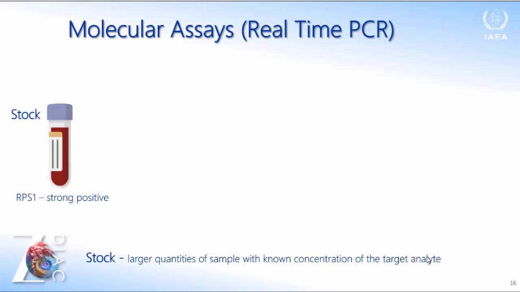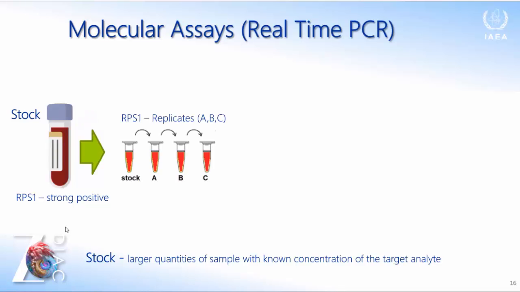And just to show an example of what we mean by this, if we have one reference sample, for example, blood, which represents our RPS1 repeatability panel sample 1, which is a strong positive sample, we have a stock solution, and the stock solution represents a larger quantity of sample with known concentration of the target analyte.